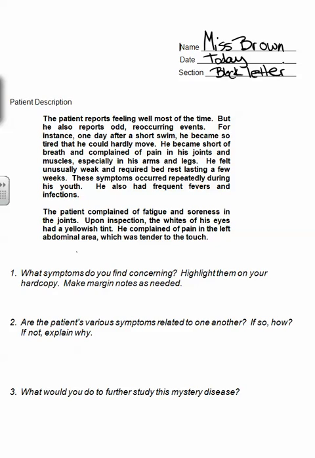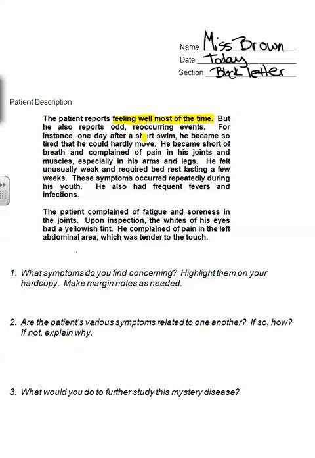The first step of this activity is to highlight the important information about your patient. Remember that when you highlight, you only highlight the important terms. You don't highlight everything. So let's go through this. The patient reports feeling well most of the time. So we're going to highlight feeling well most of the time. But he also reports odd recurring events. For instance, one day after a short swim, he became so tired that he could hardly move.